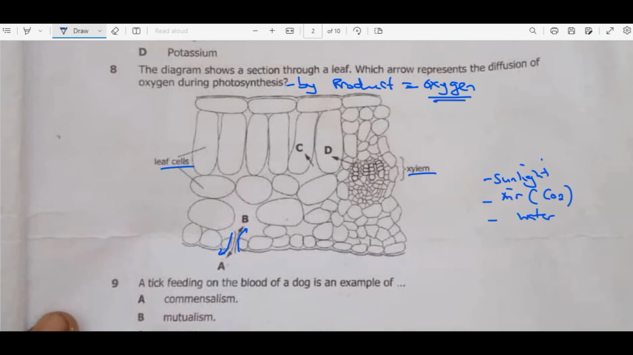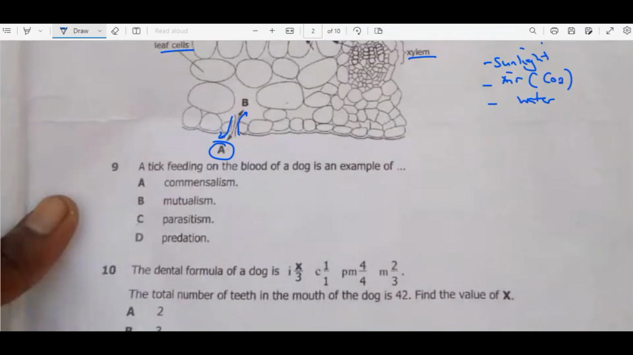So here we have A. A means the diffusion of oxygen during photosynthesis. So the answer there is A. So A was the answer. Let us move to question 9.